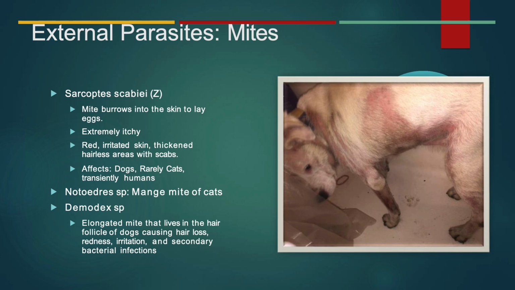And then once again, transiently on humans, they just don't like us. We're not very good. Notoedres, that's the mange mite of cats, so kind of the same thing as Sarcoptes, except for the cat. Usually they're, once again, very itchy. Lesions are usually up around the head and neck. And this is also the mite that you see on the mangy foxes, that's Sarcoptes, okay?